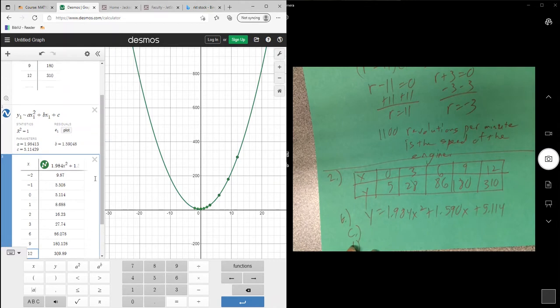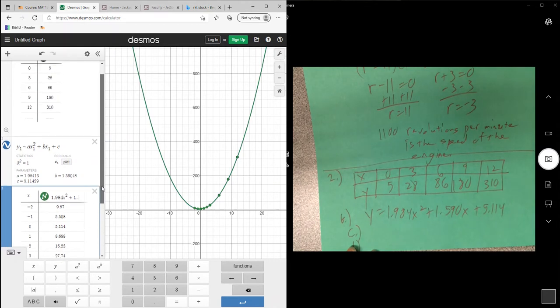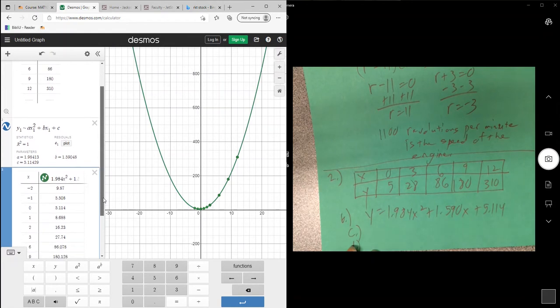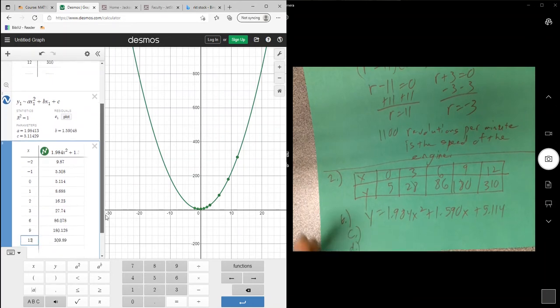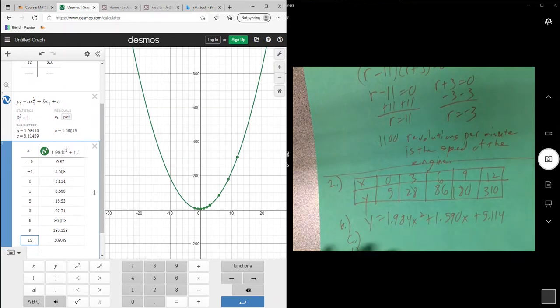And if you notice here, these numbers are a little larger. Well, actually 3 is a little smaller. And then 6 is a little larger. 9 is a little larger. And 12 is a little smaller. So it's almost the same.